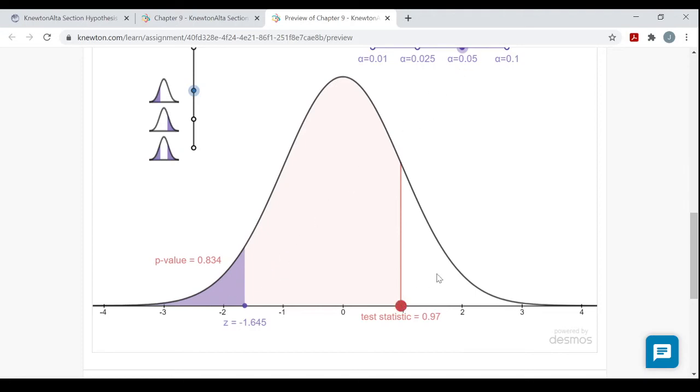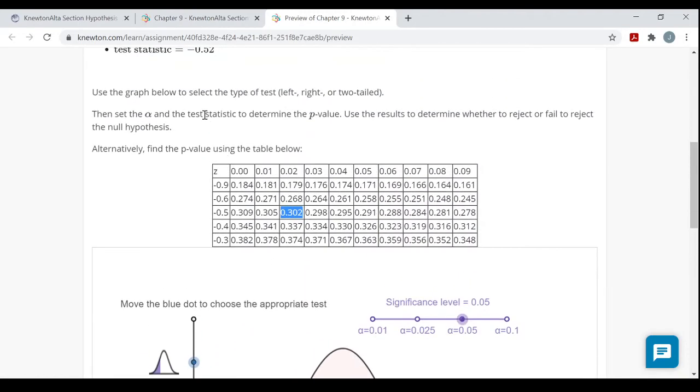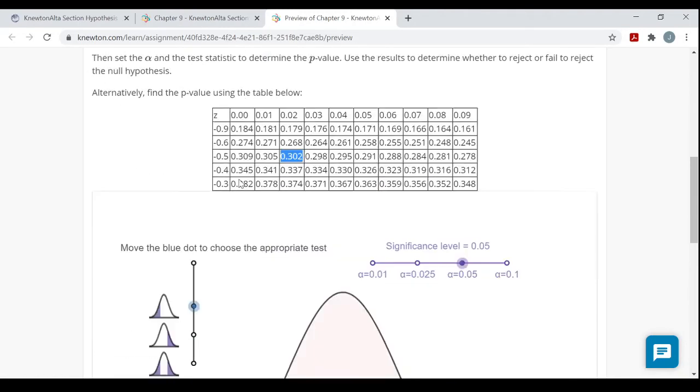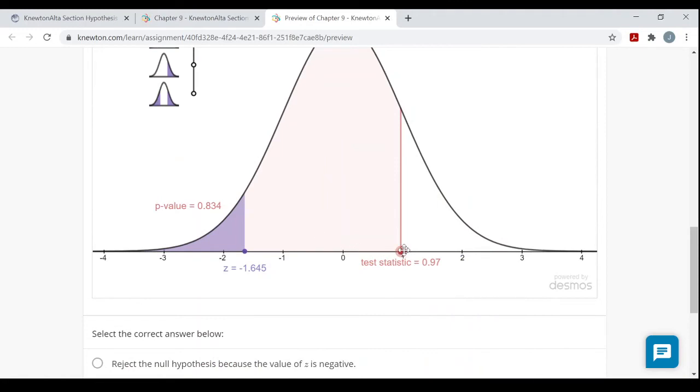But now what's the test statistic, right? Well, they told us the test statistic was negative 0.52. So I move this to negative 0.52, and you can clearly see that the test statistic is not in this rejection region. It's outside of it, so we're not going to reject the null hypothesis that the mean is 140.